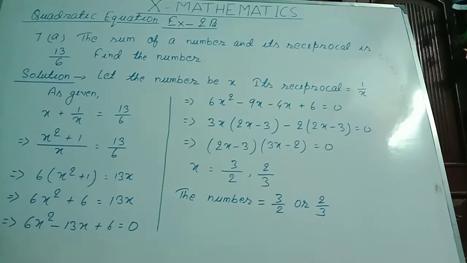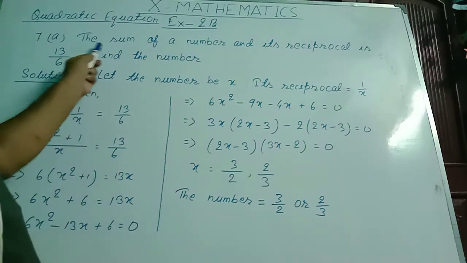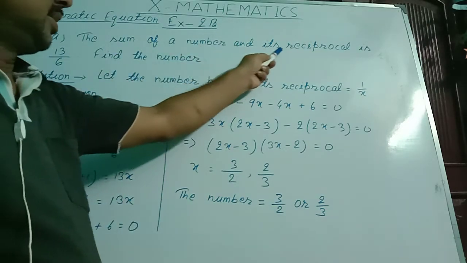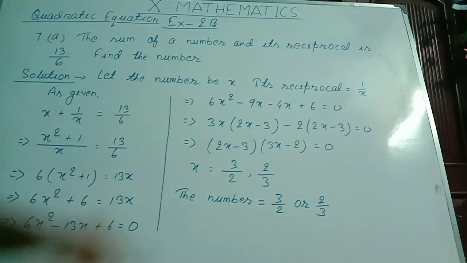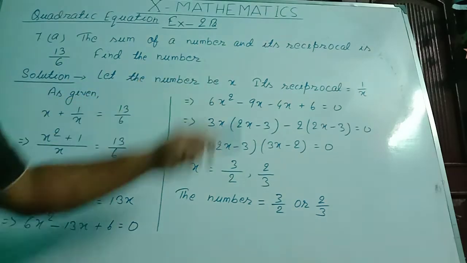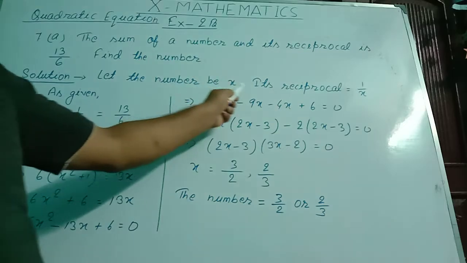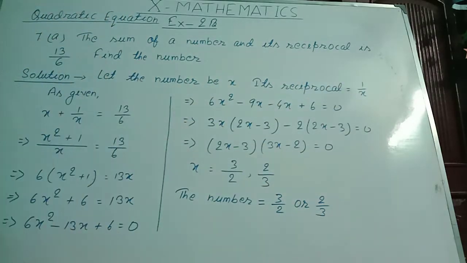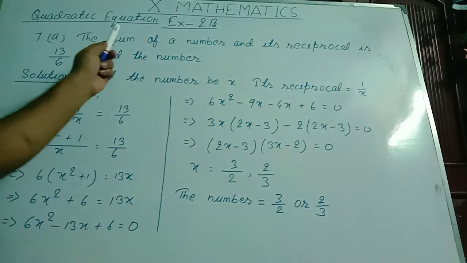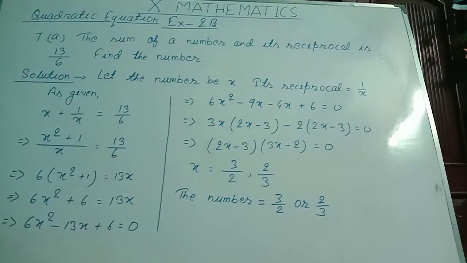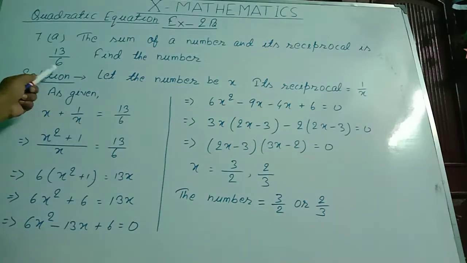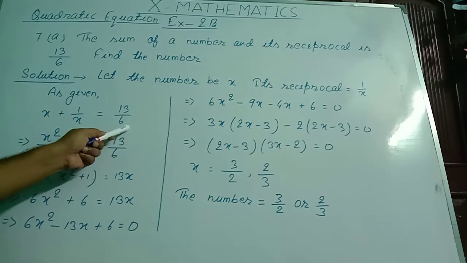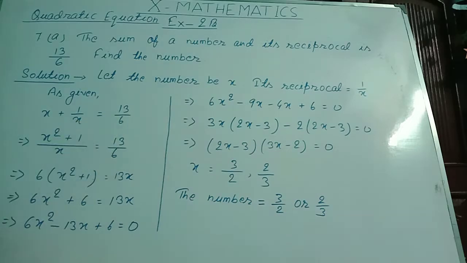Question number 7a. The sum of a number and its reciprocal is 13 by 6. Find the number. Solution. Let the number be x. Then its reciprocal became 1 by x. As given that the sum of the number and its reciprocal, means x plus 1 by x equal to 13 by 6.